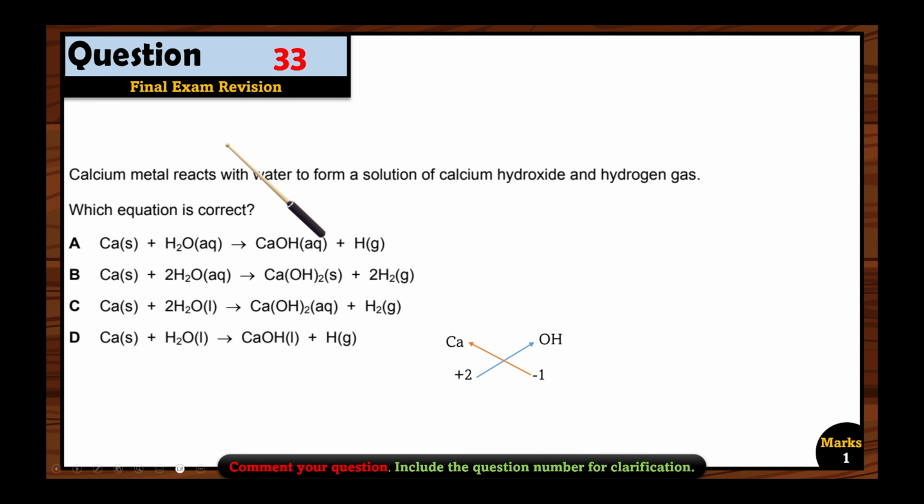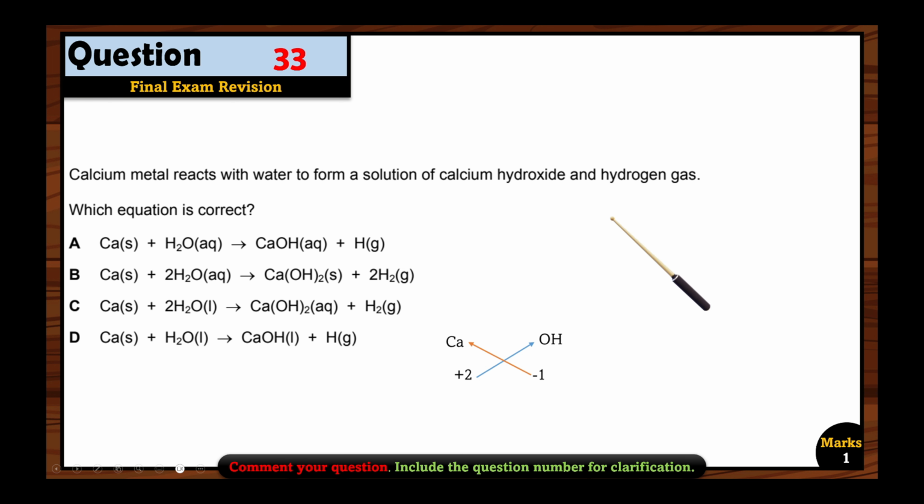Question number 33. Calcium metal reacts with water to form a solution of calcium hydroxide and hydrogen gas. Which equation is correct? So now let's see calcium. Of course, it's a metal, it's a solid. So whenever it reacts, you will get calcium hydroxide and hydrogen. So the first one is already rejected because of hydrogen, because hydrogen is a diatomic molecule, right? It's a gas. So it will always be present in the form of a molecule, not in the form of atoms. So A, of course, is rejected. B, again, because of hydrogen, is rejected. So now we are just left with B and C.